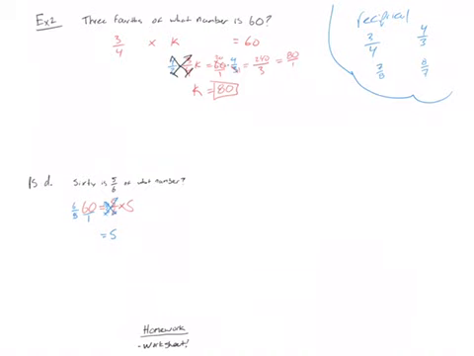I can reduce here. 5 goes into 5 one time. 5 goes into 60. It goes into 10 two times, so there's 6 tens, so it goes into that 12 times. So I just multiply 6 times 12. So 72 over 1 times 1, which is just 1. Or I could say s is equal to 72. So 60 is 5/6 of 72.